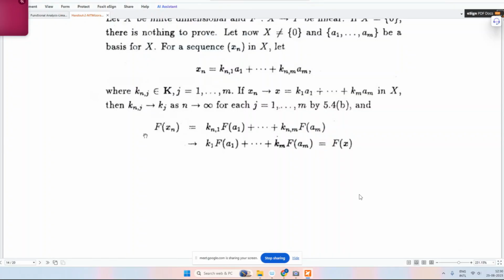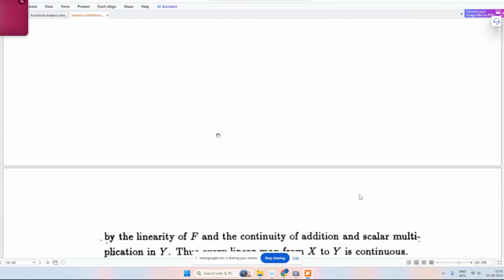Therefore, when you take n going to infinity on both sides, this kn1 will go to k1, and f of a1 remains the same. Finally, you have k1 f(a1) plus ... plus km f(am), that is f of x. Why? Because k1, k2, ..., km are the coordinates of the point x. So use linearity here: this will be f of k1 a1 plus ... plus km am. But k1 a1 plus ... plus km am is x. Therefore, the right side will be f of x. So the limit as n goes to infinity of f of xn is f of x. That's the definition of continuity in a metric space. So the proof is simple.